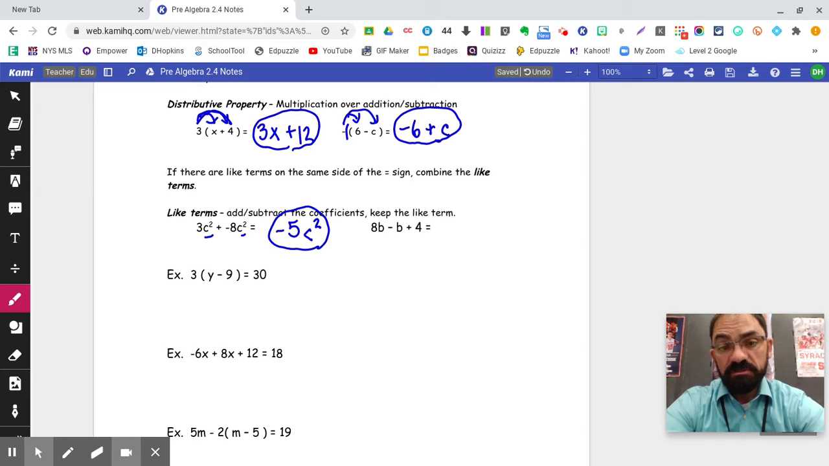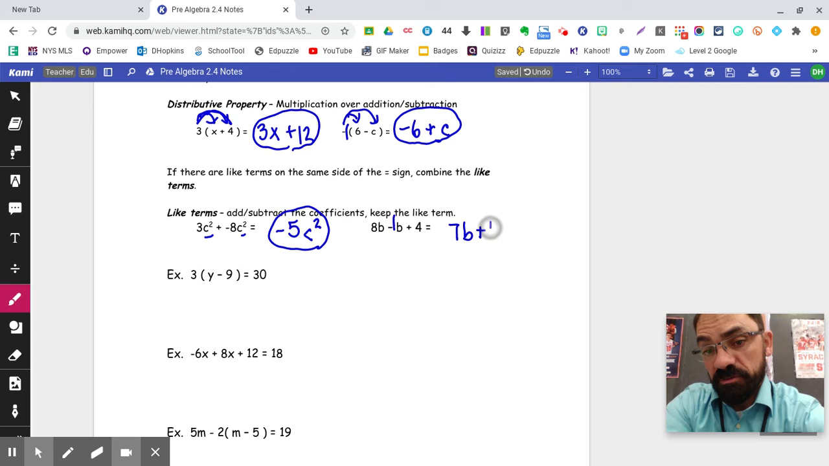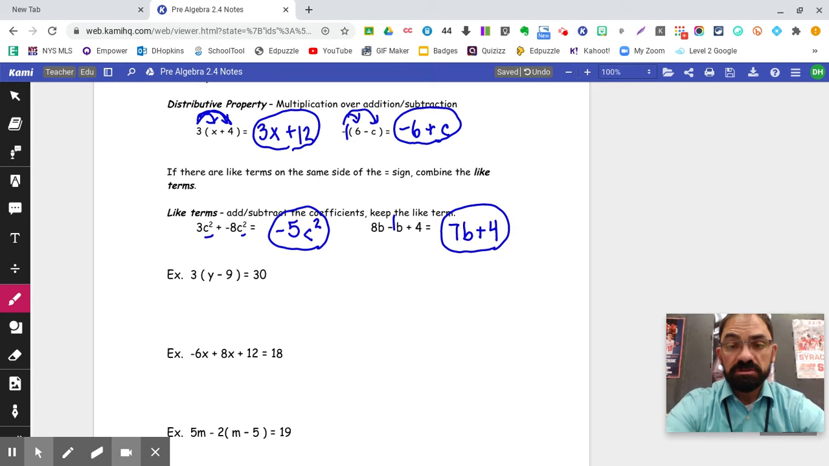8b minus b plus 4. Well, there is a 1 in front of that b, so it's 8b minus 1b, which is 7b, and then I have the plus 4. So we only combine like terms. Leave everything else separate.